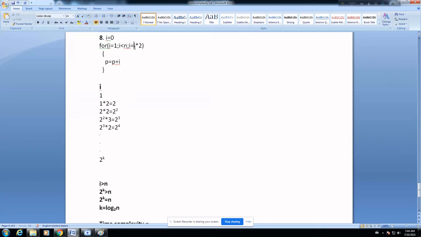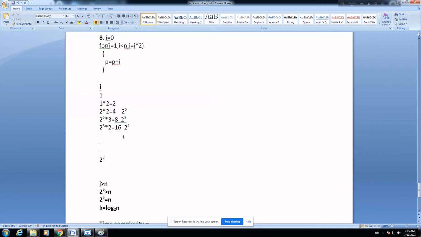Then what is the value of i? It is multiplied by 2. So 1 into 2, that is 2. And now the value of i is 2. Again it is multiplied by 2. That is 2 into 2, that is 4. Instead of 4, you can write 2 square. Now 2 square into 2, that is 8. Instead of 8, we can also write 2 to the power 3. Now 2 to the power 3 into again 2, that is 16. So that is 2 to the power 4.